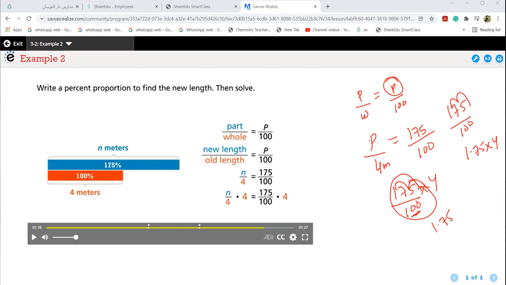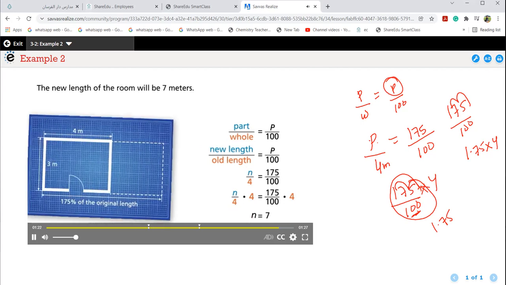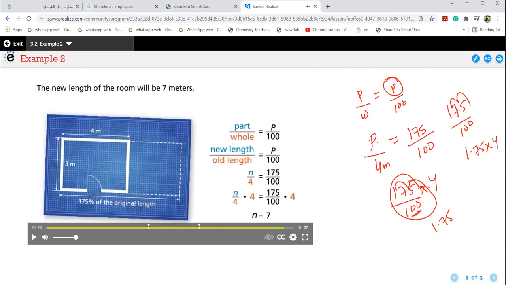It has to be same actually. To find n equals 7. The result shows that the new length of the room. Let me use the calculator. 1.75 multiplied by 4, right?